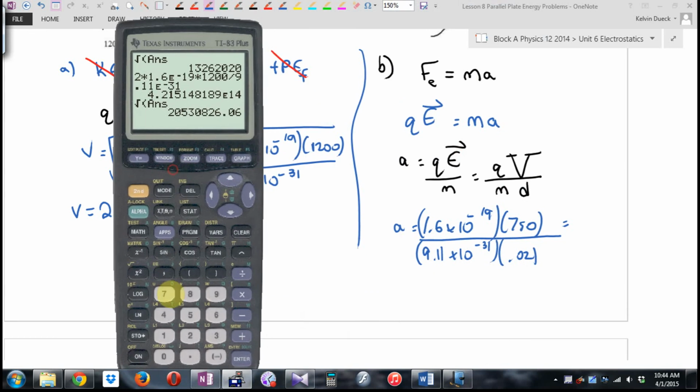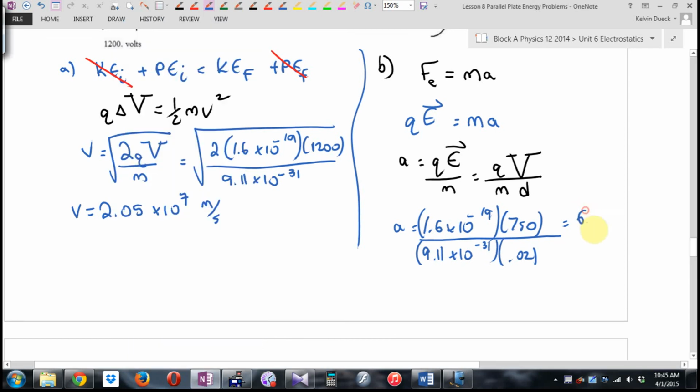All right, what's my deflecting acceleration? Is that right? Do you get that? 6.59 times 10 to the 15th meters per second squared.